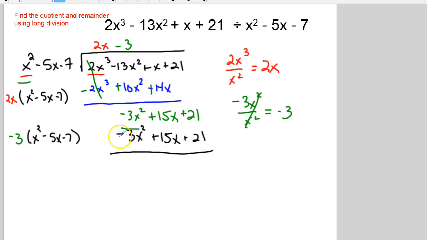Now, this is my chance to subtract. That means change my signs. This becomes a minus, this becomes a minus. That goes to 0, that goes to 0, that goes to 0. So my remainder is 0. My quotient is 2x minus 3. My remainder is 0. What I've really shown here is x squared minus 5x minus 7 is indeed a factor of that polynomial.